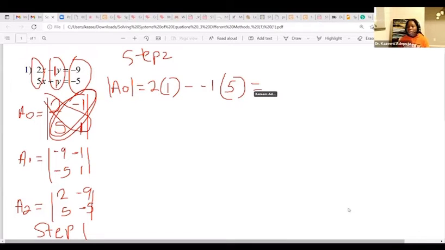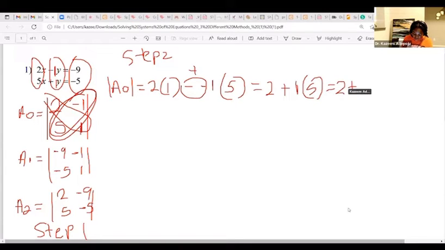Equals. So now let's solve for this. 2 times 1 is 2. So far, so good. When a minus and a minus meet each other, they turn into a plus. So now we have +1 times 5, equals 2 plus, and what is 1 times 5? 1 times 5 is 5. And then now we go back to the easy kindergarten work, which is 2 plus 5, which is 7. So that's how to get the determinant of A0.